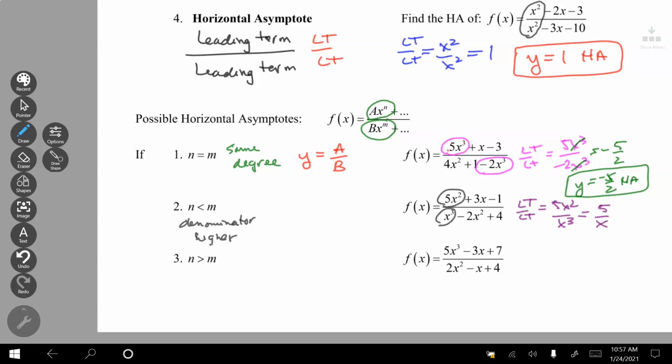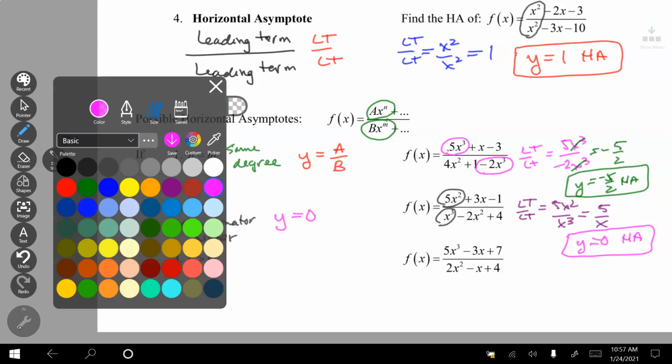And whenever you have more x's on the bottom, that means you're going to have one of those graphs that we looked at the earlier part of the year. But when you have a higher degree of x in the denominator, y equals 0 will always be the HA. It's always going to level off. Every time you put in a bigger number for x, 1,000, 10,000, 1,000,000, this fraction is going to get smaller and smaller and smaller. It's going to level off to 0. So whenever the denominator is higher, you're always going to get y equals 0 as your HA.